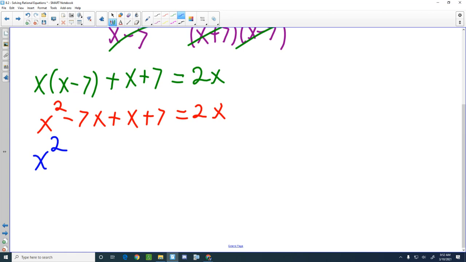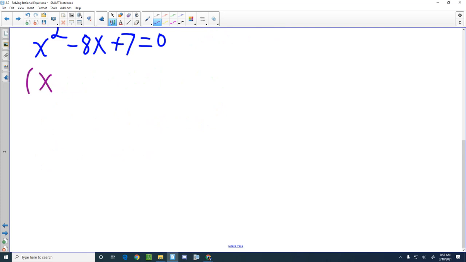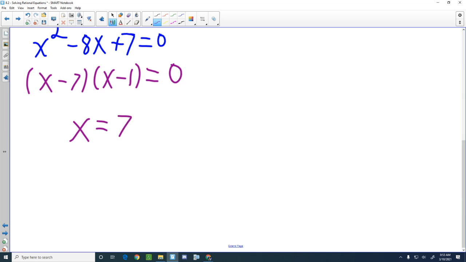That gives me x squared. Negative 7x plus x is negative 6x, but I also have to subtract this 2x, which gives us a negative 8x. And then there's just a plus 7 equals 0. To solve this, we factor it. What two numbers multiply to positive 7 and add to negative 8? x minus 7, x minus 1. What's our solution? This is where you flip the signs, right? Each of those factors has to equal 0. That happens if x were a positive 7 or a positive 1.